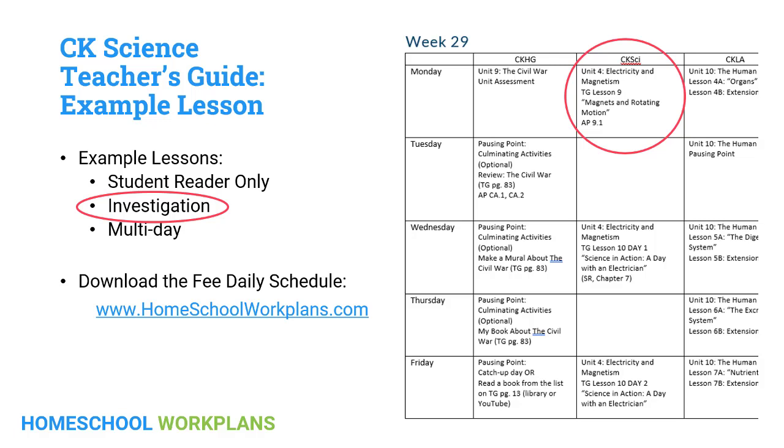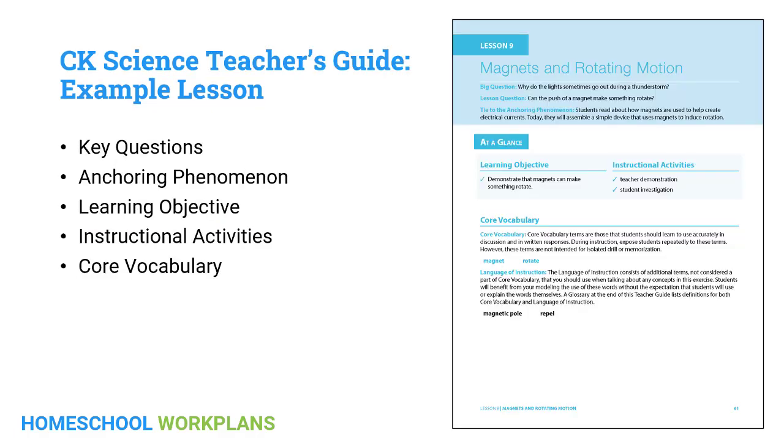Now, you'll see here on the schedule that you'll be using Teacher's Guide or TG Lesson 9. The title of that lesson is Magnets and Rotating Motion. And then right below that, you'll see that you'll be using Activity Page or AP number 9.1. So let's jump to Lesson 9 in the Teacher's Guide, and I'll show you how this lesson works.